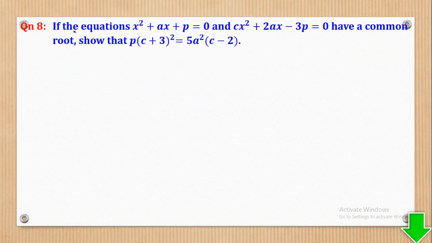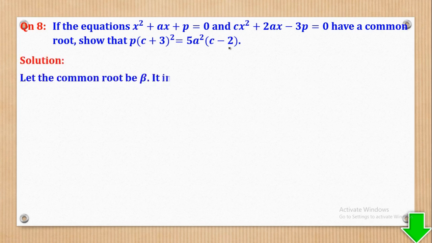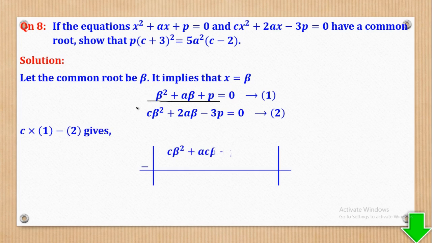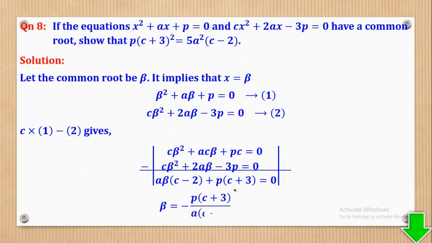So now we shall go to question 8, which says that if the equations this and this have a common root, show that this is equal to that. So yeah, we shall just say that let the common root be beta. Then that implies that x is equal to beta, like we've already done. So where there is x here, put there beta to come up with that equation. And also where there is x here, put there beta to come up with that equation. So my aim is to eliminate beta squared. So I'll multiply c throughout this one so that when I subtract, beta squared can cancel. So when I subtract, I'll come up with this. And make beta the subject to come up with that part.